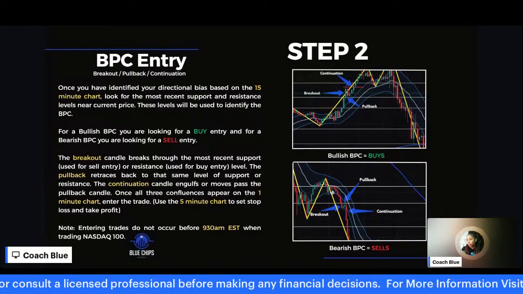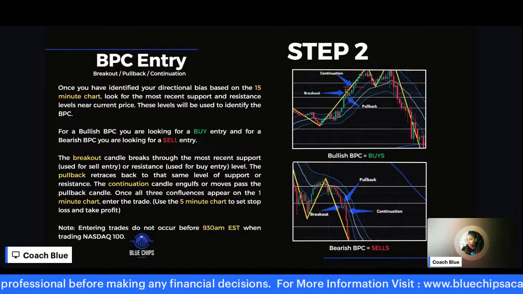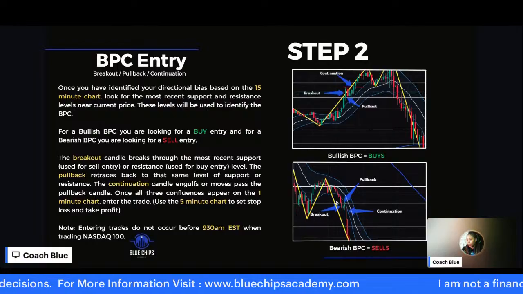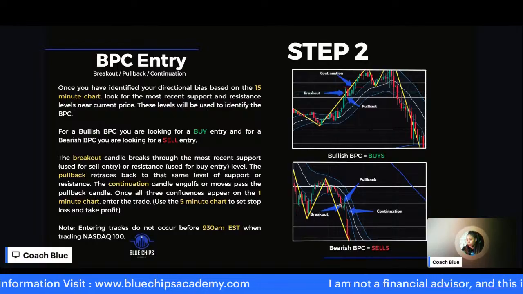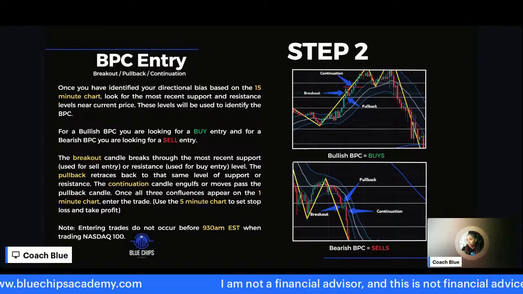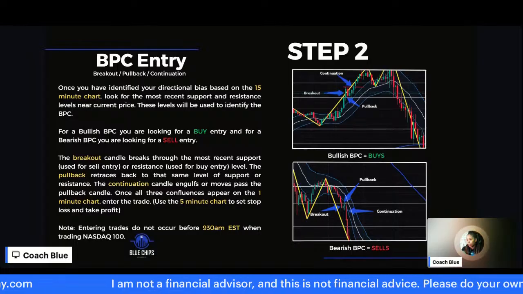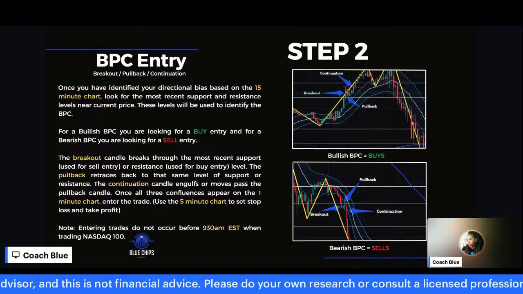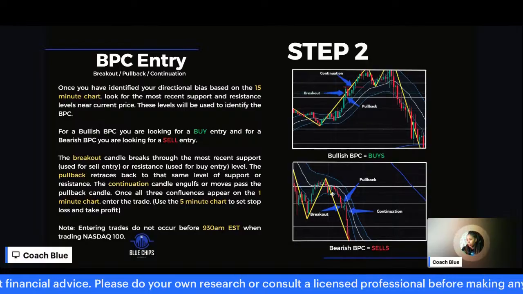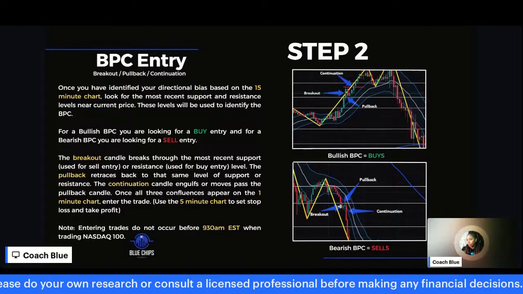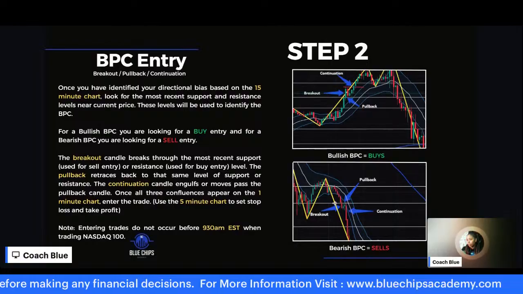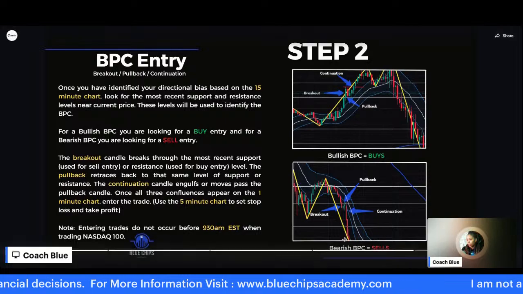Now, for the bearish BPC, it's a little bit different. We want price to break through the floor, which is also known as support. So here we have our breakout through this level of support. Okay, we got our breakout. The body of the candle must close beneath the level of support. That's very important. Not the wick, the body of the candle. So the body of the candle closed beneath this support level, pulls back, now uses the support level as resistance, and then we get our continuation to the downside.